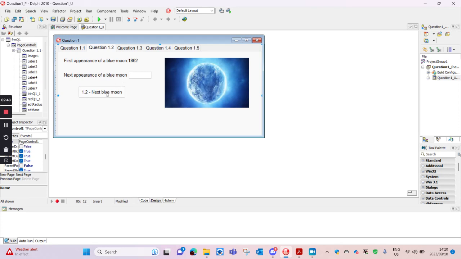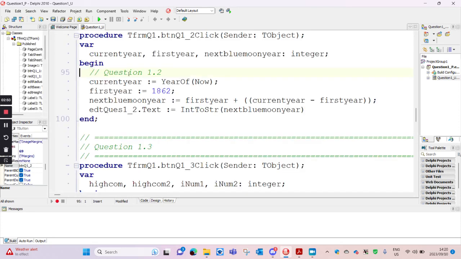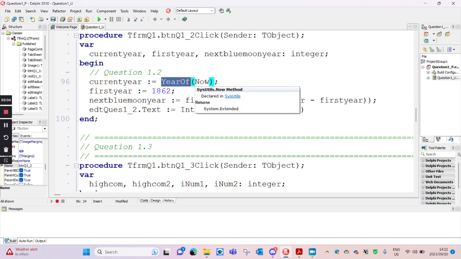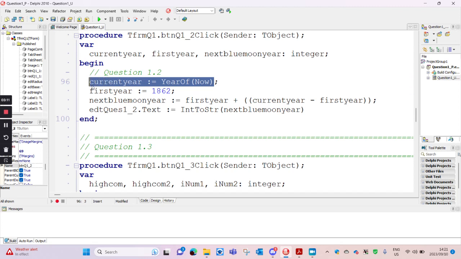Alright. So if we look at this one, getting our current year, you can use the now function. Now gives you the current date. And then there's a function year of that will give you the year of that. So this will give us the year of today. So now we know what is our current year.